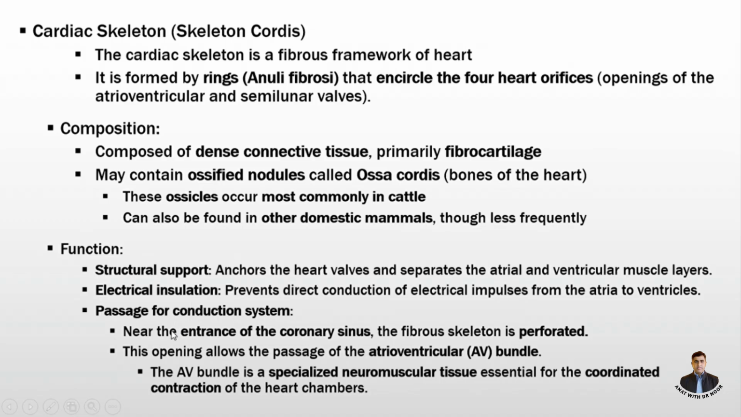Near the entrance of the coronary sinus, the fibrous skeleton is perforated. This opening allows the passage of the atrioventricular AV bundle. The AV bundle is specialized neuromuscular tissue, essential for the coordinated contractions of the heart chambers.